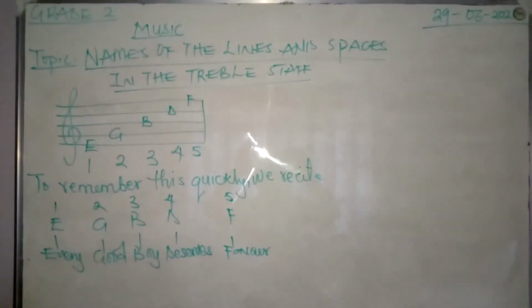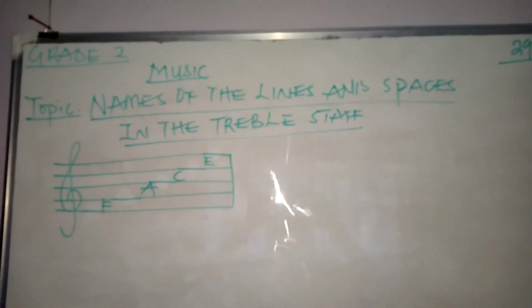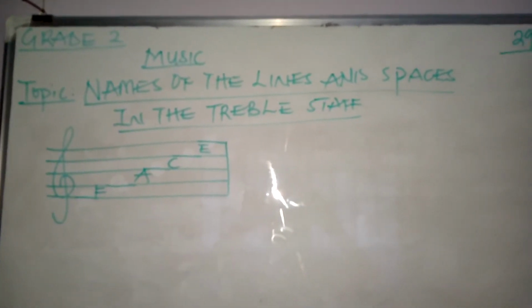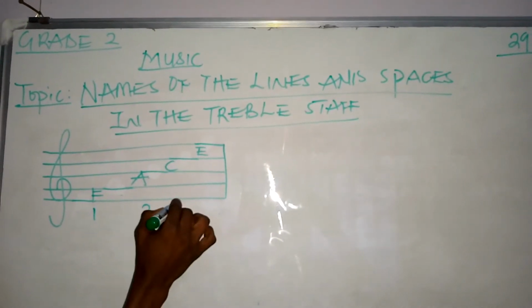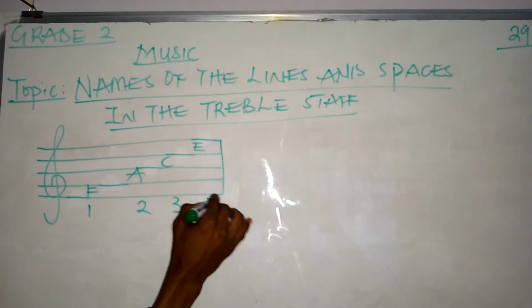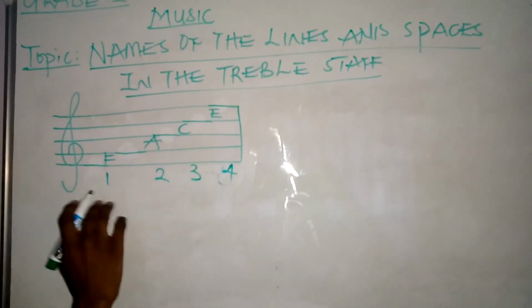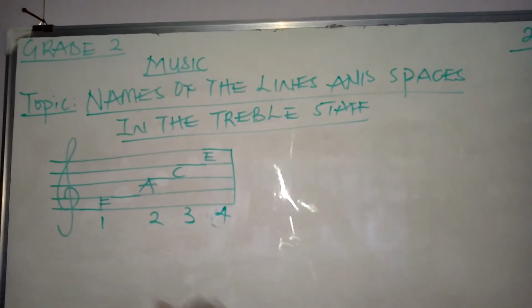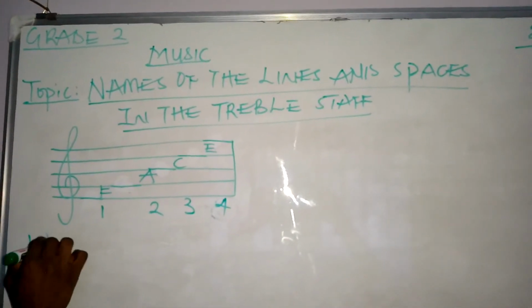of the treble staff. Now as you can see on the board, we have 4 letters which represent the spaces. The first one is F. We have F, we have A, we have C, and we have E. Sorry, E as 4. That's FACE.